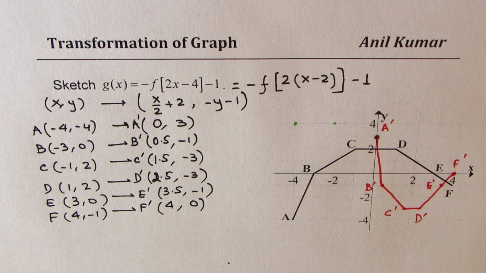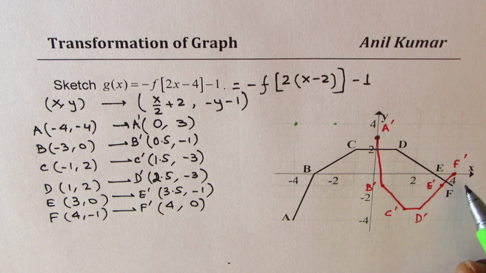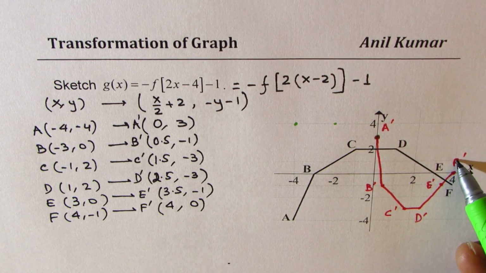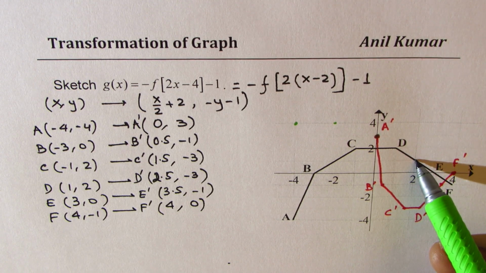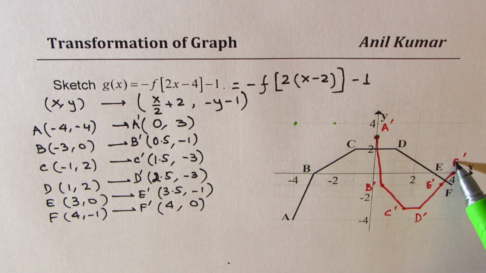You could actually check the points also, as we did with A. Let's do it with F. Once you reflect this point, it will be right there. After reflection, horizontally compressed by a factor of half, it comes right there. Then translate 2 units right, it goes back to 4, and 1 down comes at the x-intercept. So that is correct. And the shape is reflected and horizontally compressed as shown. I hope that makes sense.